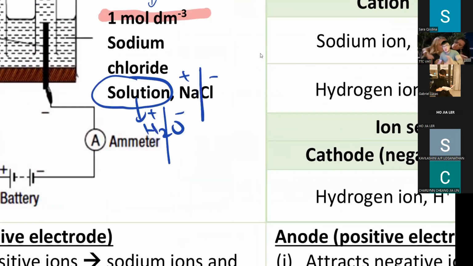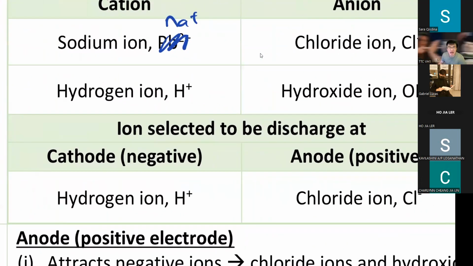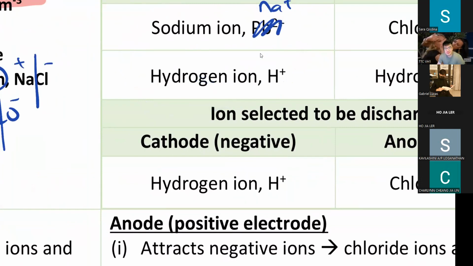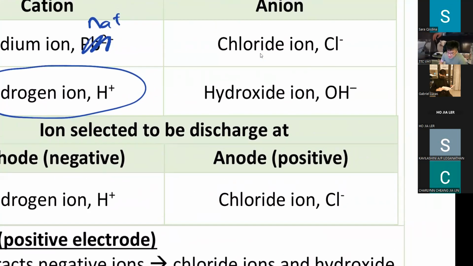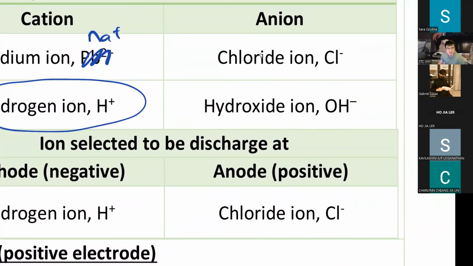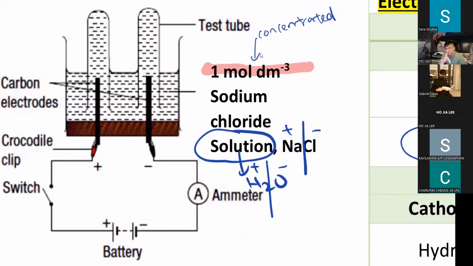Guys, pay attention here. Here comes the difference, the main point. Just now, which guy do we choose? Who's the uglier guy, sodium or hydrogen? Yes, hydrogen. We choose this guy. And these 2 girls are chloride and hydroxide. Which is the ugly one? Hydroxide. Very good.